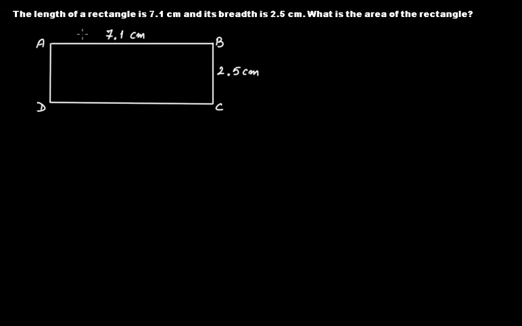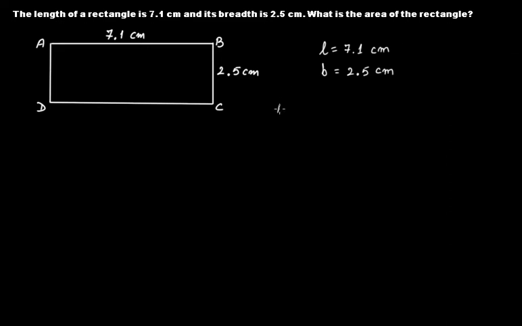Okay. The length of a rectangle is 7.1 centimeter and its breadth is 2.5 centimeter. What is the area of the rectangle? So we have this rectangle ABCD where length L is 7.1 centimeter and breadth B is 2.5 centimeter. You have to find the area of this rectangle.